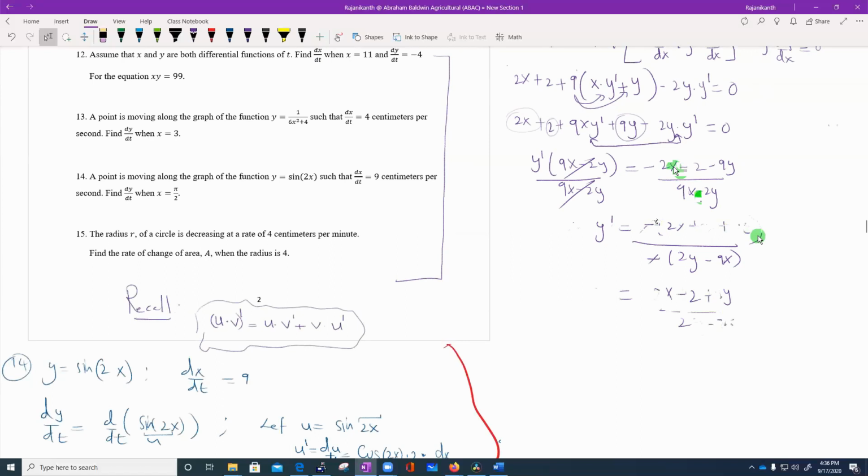So let me check with my answer. I already worked out this problem. The answer I gave you, any solution? Yeah. So we found y prime. If you look at this side, it is an implicit form.